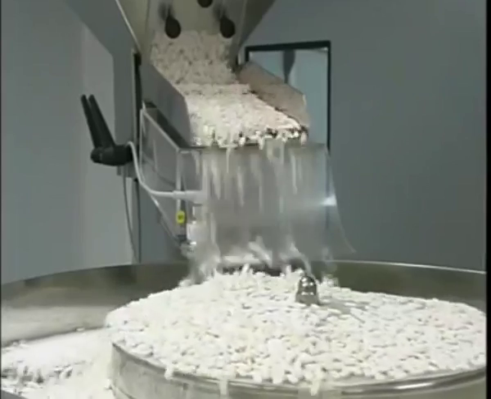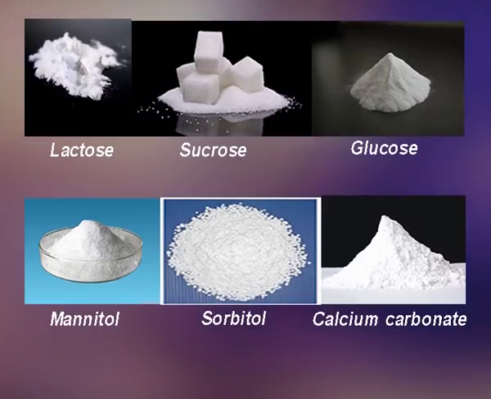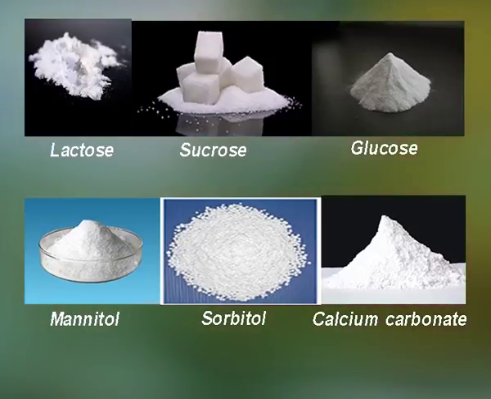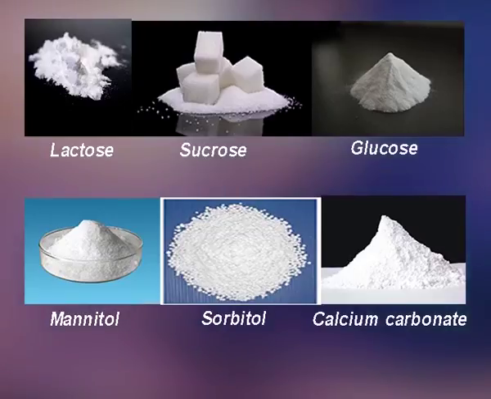Now, characteristics of diluents. It should be a good filler, should be inert, compatible with the other components of the formulation, non-hygroscopic, relatively cheap, and tasteless or pleasant tasting. Examples are plant cellulose and dibasic calcium phosphate. Other examples of fillers include lactose, sucrose, glucose, mannitol, sorbitol, calcium carbonate and magnesium stearate.